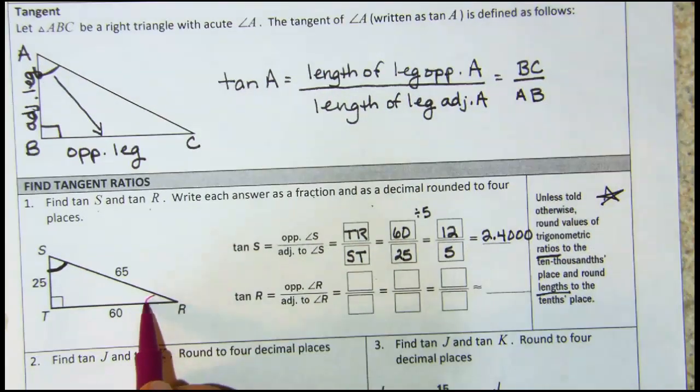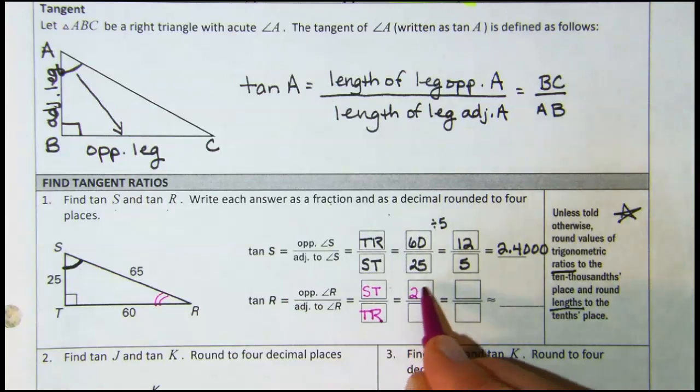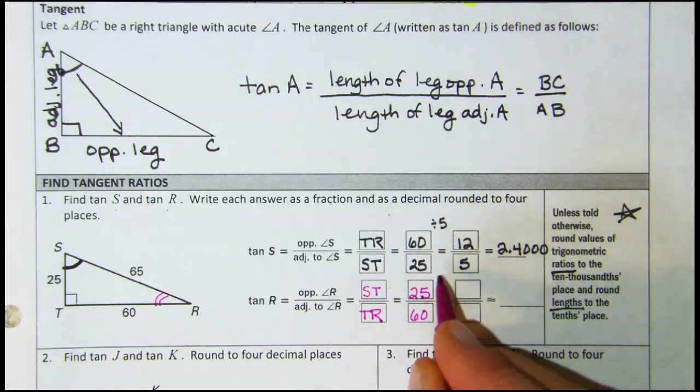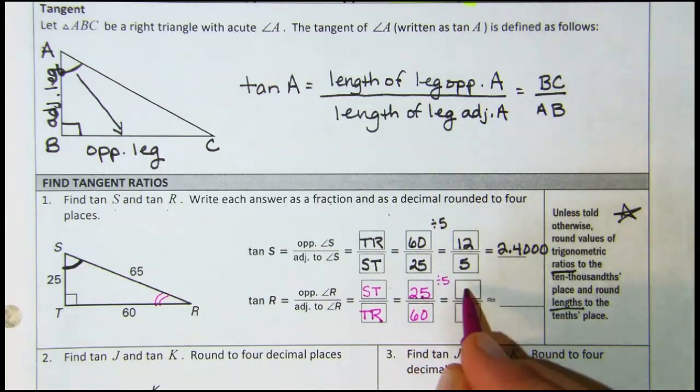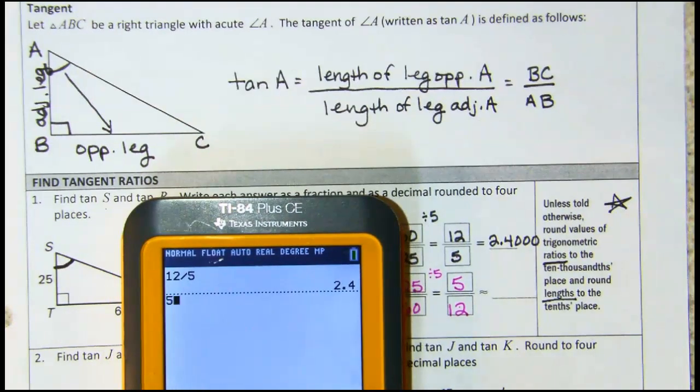Now, looking at R, we are going to now switch reference angles. So now we're going to do this angle. Now, opposite of R is now going to be ST. Adjacent to R is going to be TR. So now ST is 25, and then TR is 60. Divide this one down by 5, and this time we get 5/12. Now notice that these are reciprocals. When I calculate this on the calculator, 5 divided by 12, I get this.